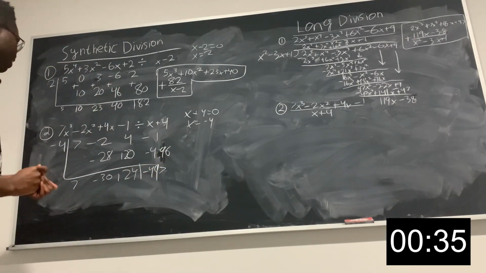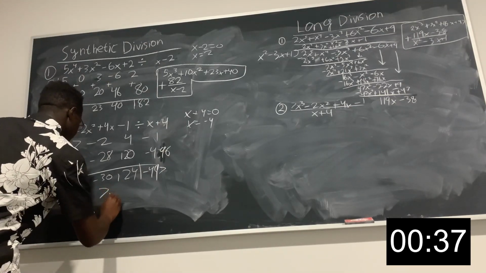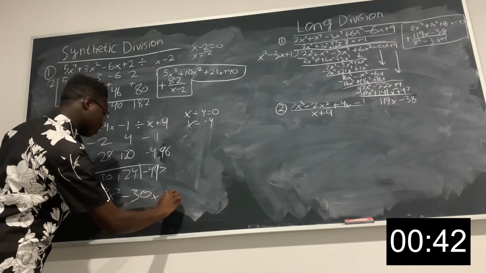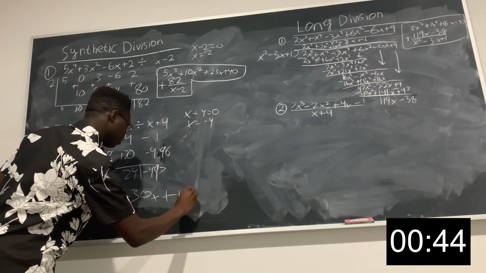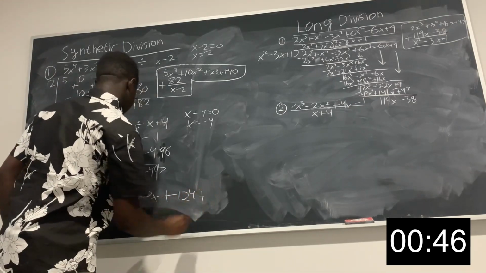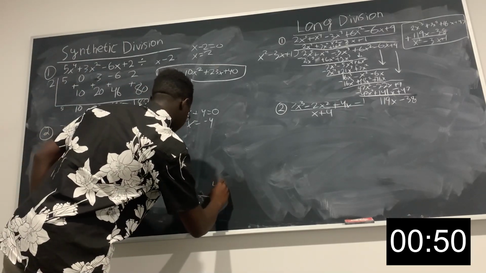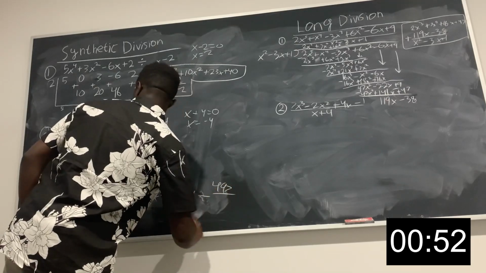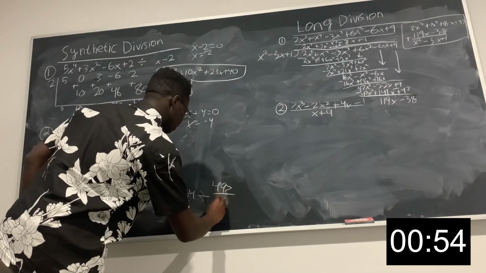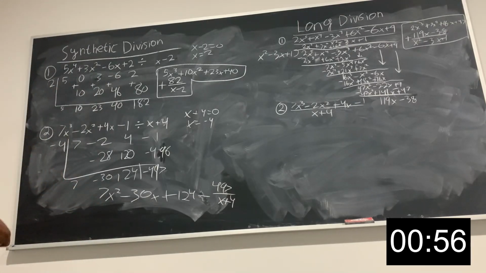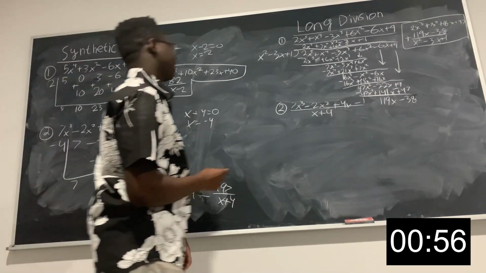All right, and that leaves us with 7x squared minus 30x plus 124 minus 497 over x plus 4. And that's the answer to that polynomial.